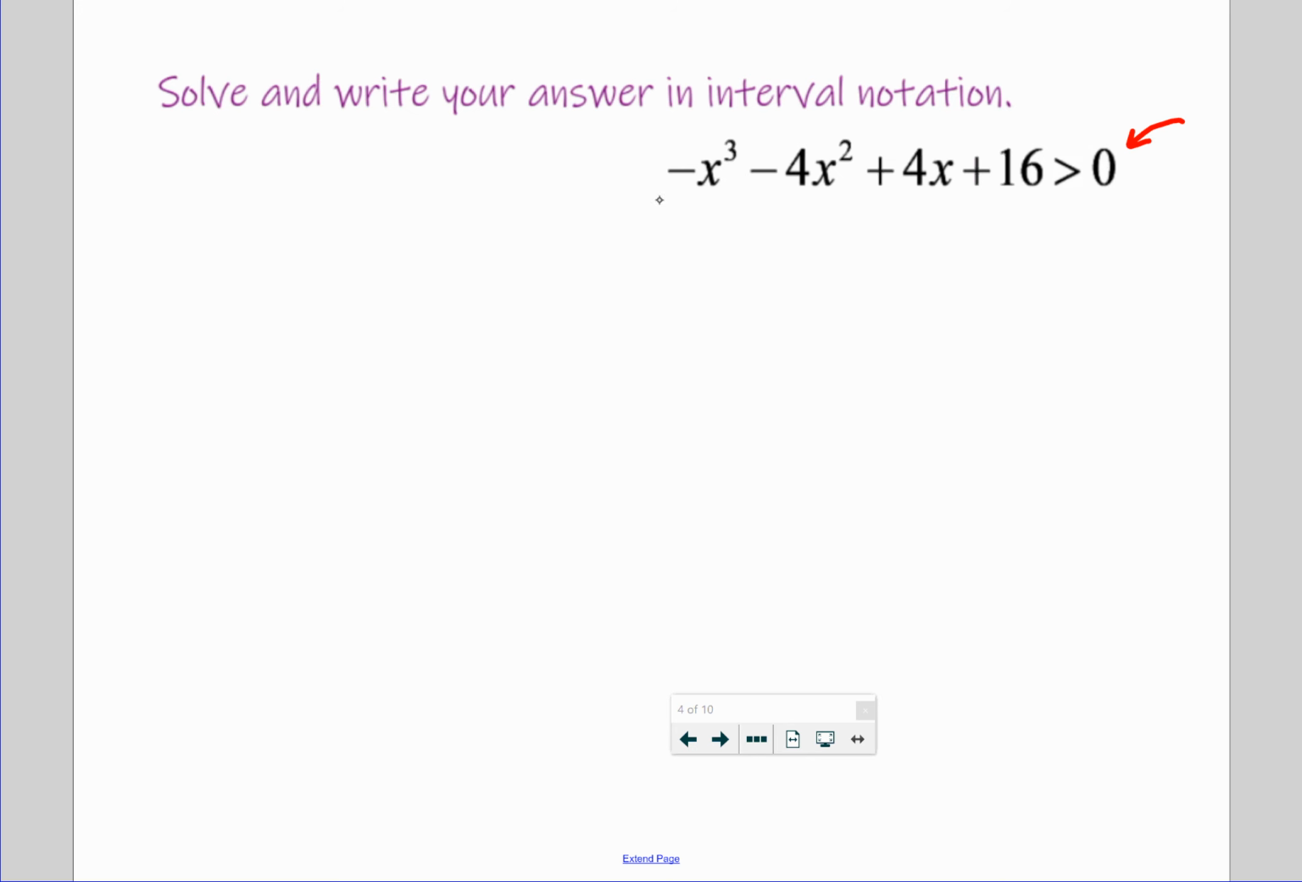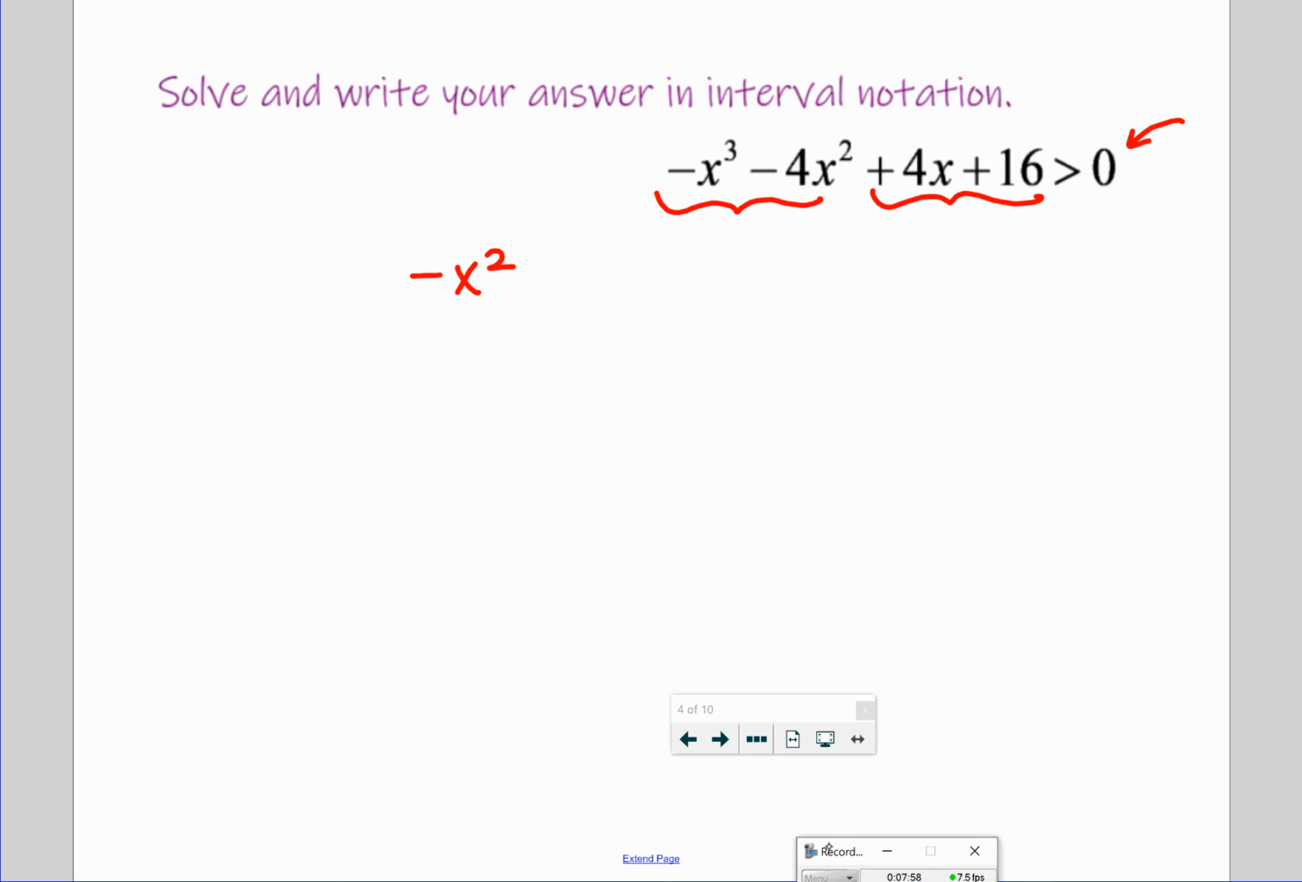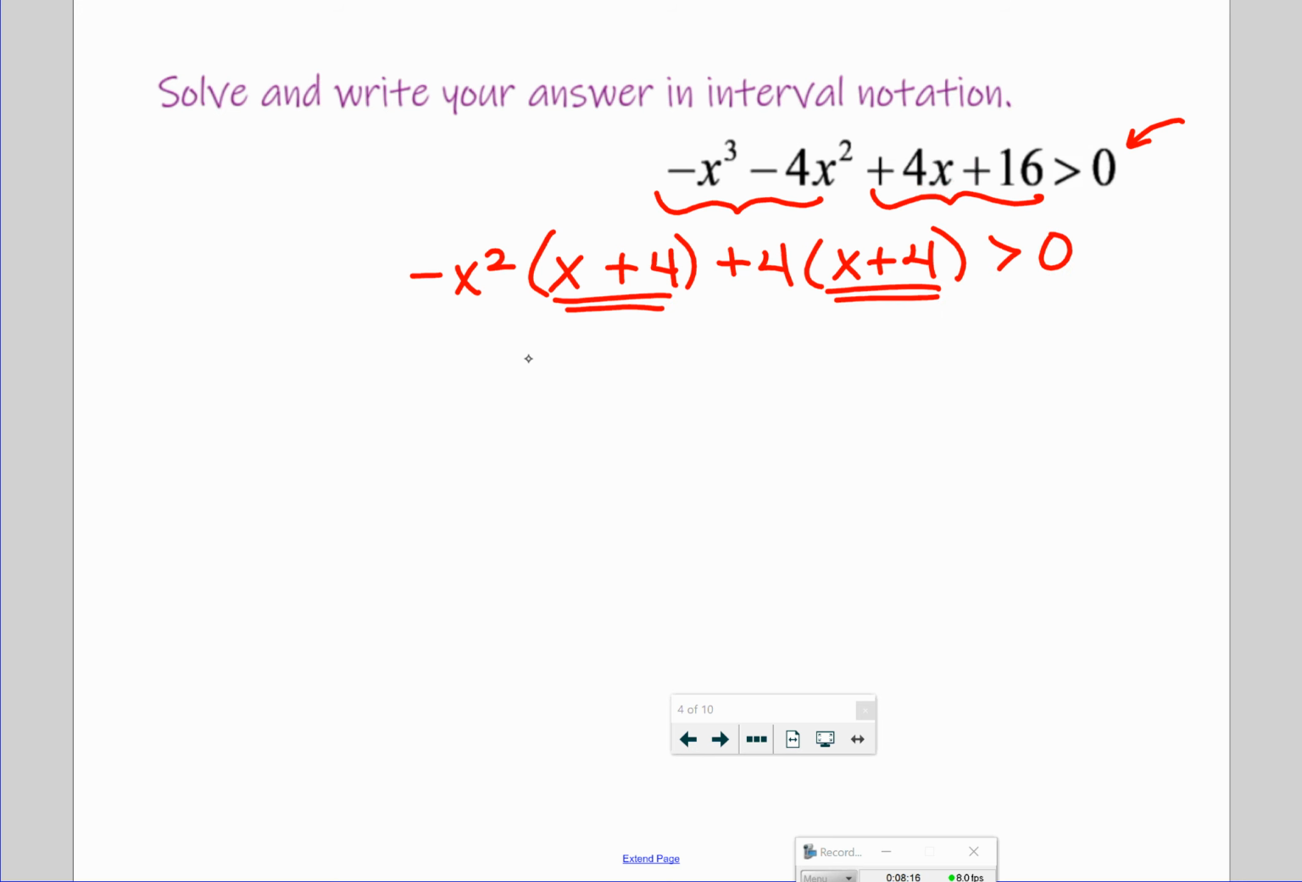Normally, when we have four terms, though, remember, this is our grouping method. We're going to pair our terms up 2 and 2, and we're going to factor out what each pair has in common. The first two terms have a negative x squared in common. And if I take a negative x squared out, that leaves me with a positive x plus 4. The next pair of terms has a 4 in common, also leaving me with an x plus 4. And remember, that's the key to grouping, is you want to end up with that same parentheses twice. So now my factors are negative x squared plus 4, the two terms I factored out, and x plus 4, the parentheses that was repeated.